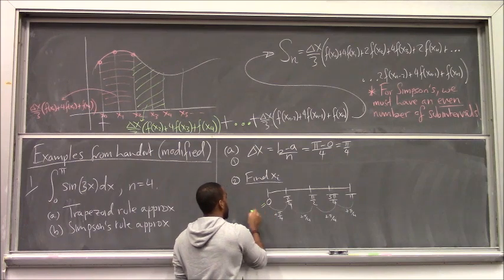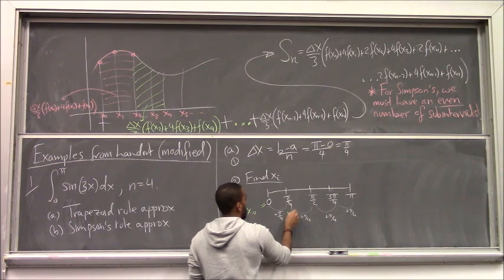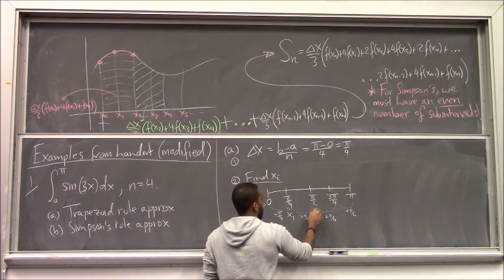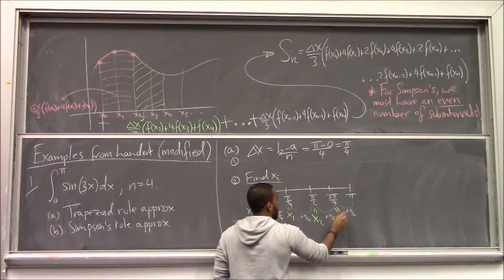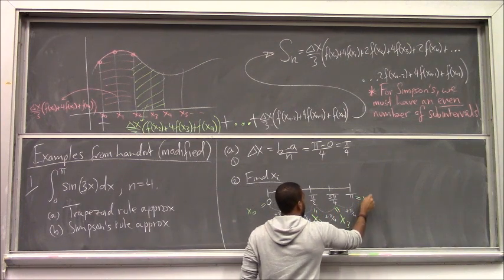So this one here is my x0. This one here is my x1. This one here is my x2. This one here is my x3. And the last one here is my x4.